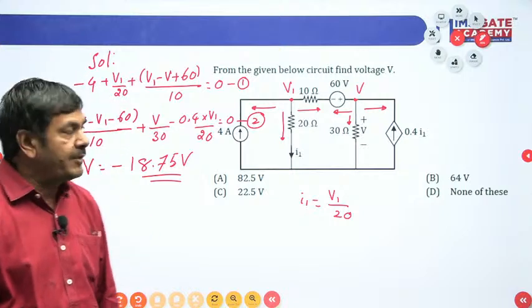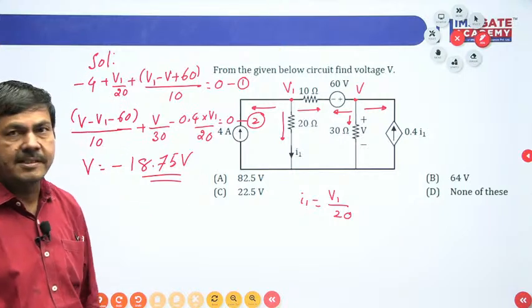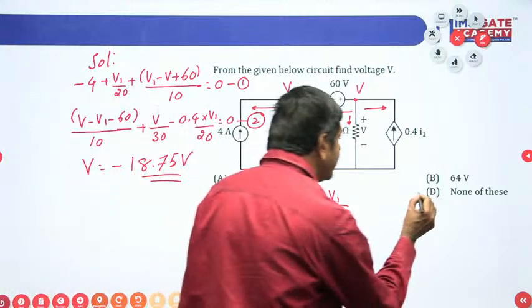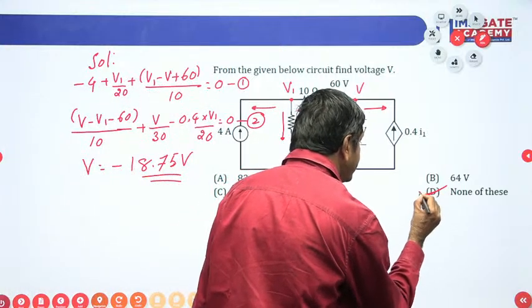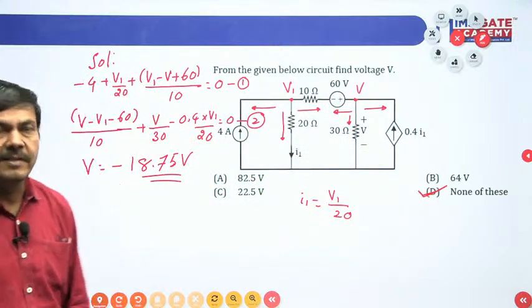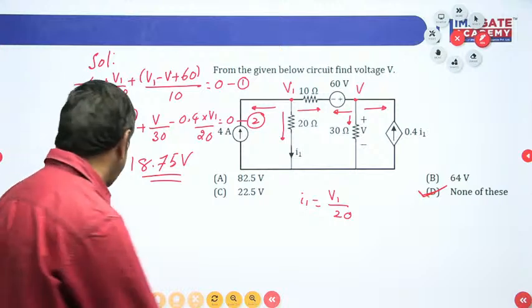But that voltage we don't find in these 4 options here. When you don't find that voltage, you can put none of these is correct. That voltage we are not finding in the options. So the answer is none of them only. That way we can tackle it.